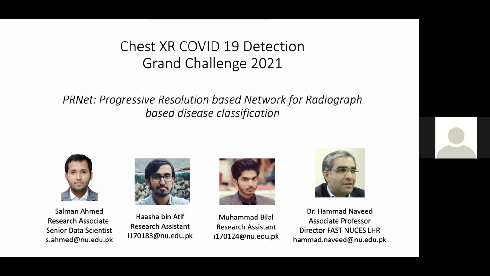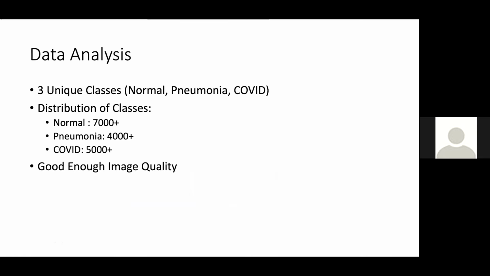And in my team, we have Harsha bin Natif, who is also working as a research assistant, and Mohammad Bilal, who is also a research assistant, and then we have the director of our lab and director of our whole university campus, Dr. Haman Naveed. Our solution is called PRNet, Progressive Resolution Based Network for Radiograph Based Disease Classification.